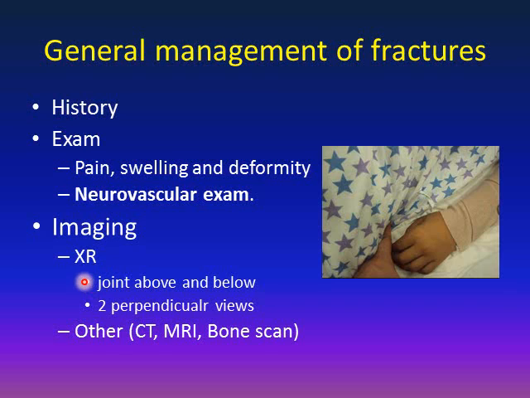First, the x-rays have to show the joint above and below the area that the child is complaining of. The second thing is you have to get two perpendicular views, because one view may fool you a lot. You may think it's a non-displaced fracture or there is no fracture at all. However, when you get the perpendicular view, you will see the fracture more obviously and you can see the displacement. Other modalities for imaging like CT, MRI, and bone scan are rarely needed.